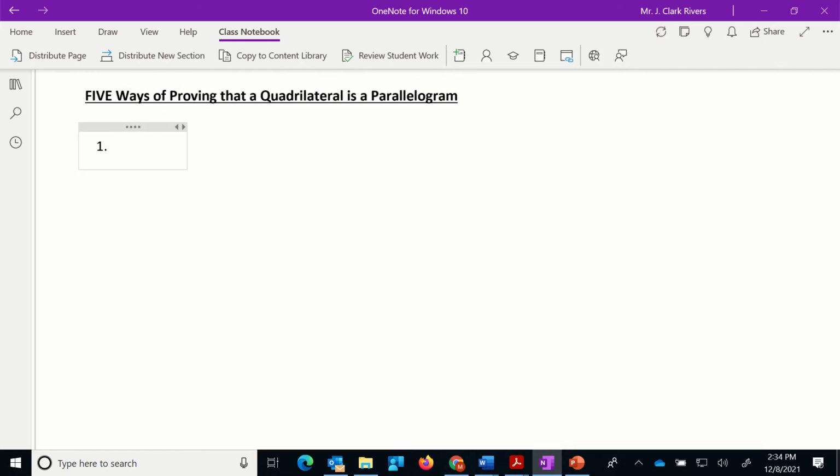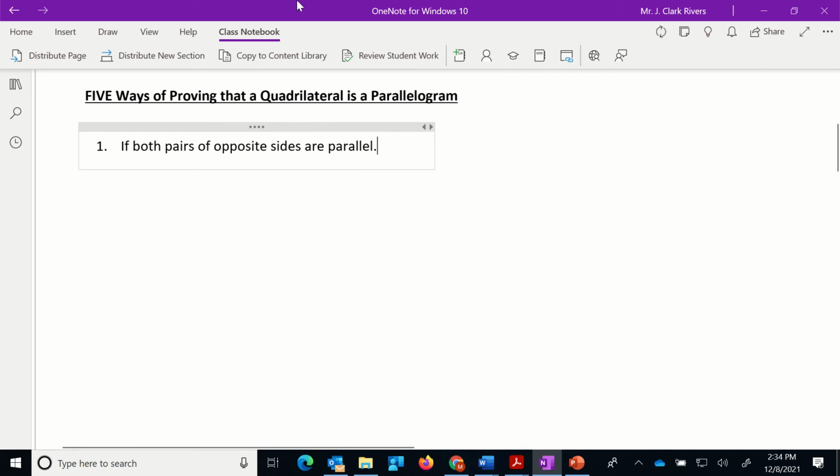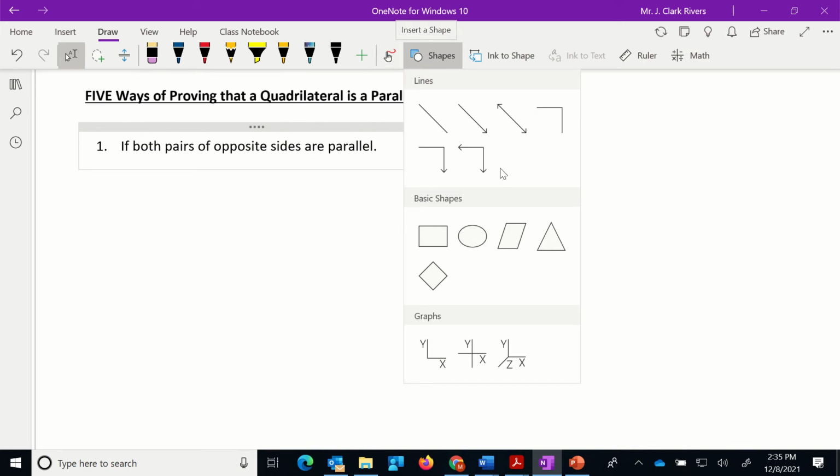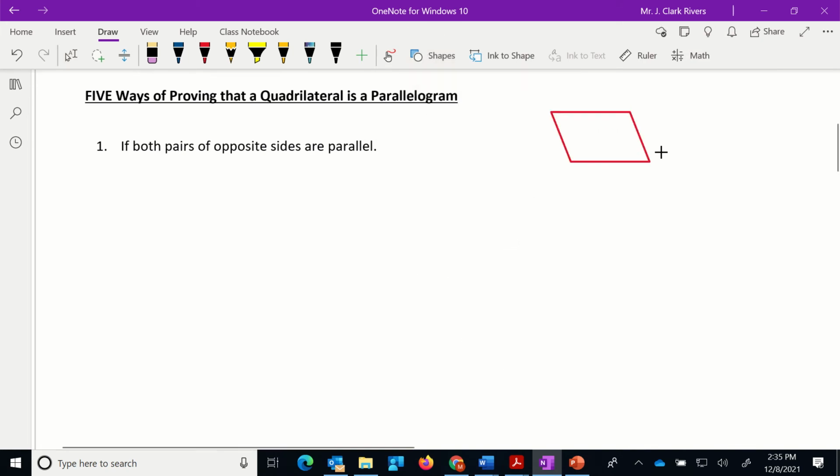First way to know you have a parallelogram is if both pairs of opposite sides, we'll shorten it down here, if both pairs of opposite sides are parallel, that's one way. Okay, and then we're going to draw this as well. So once you got that typed up, go to your shapes tool, parallelogram, draw your little parallelogram, something like that. So if both pairs of opposite sides are parallel, top side and the bottom side are parallel, right side and the left side are parallel.